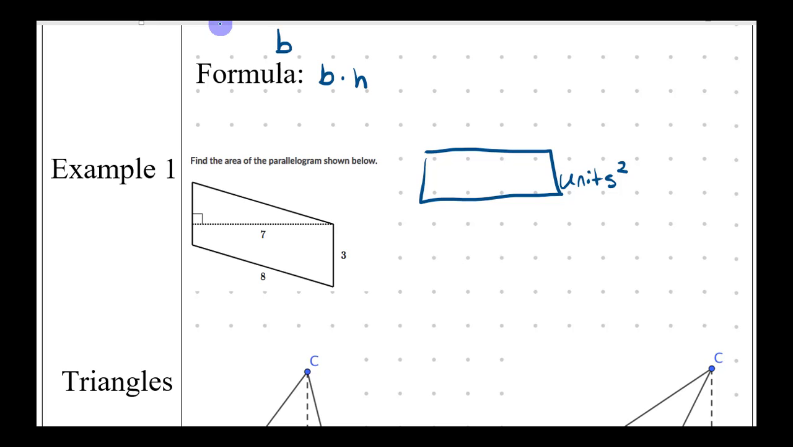I want to walk around right now to see if you're doing your work. So you don't need to write the block, you just need to figure out the formula.